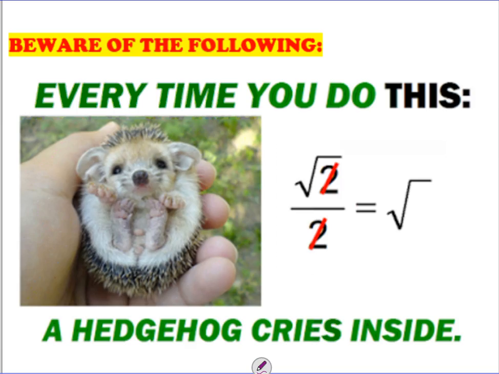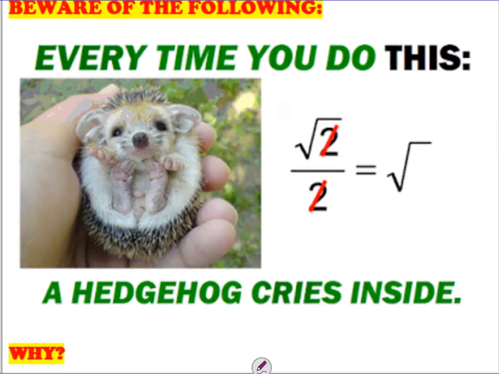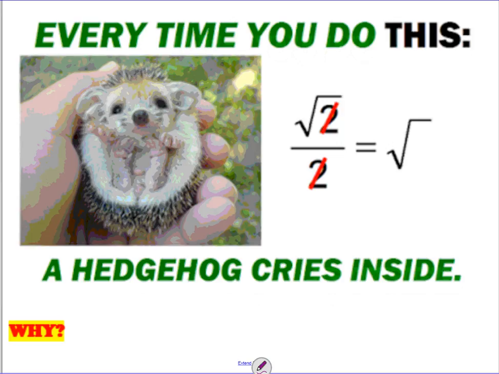So every time we do this, a hedgehog cries inside. Slightly off topic, but it's still to do with fractions. So just another thing that pops up. Square root of 2 over 2 does not cancel down to give you the square root. Square root of 2 is an entirely different number to the number 2. So you would just leave this one, should remain as the square root of 2.